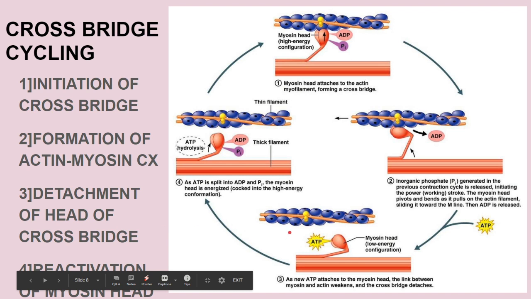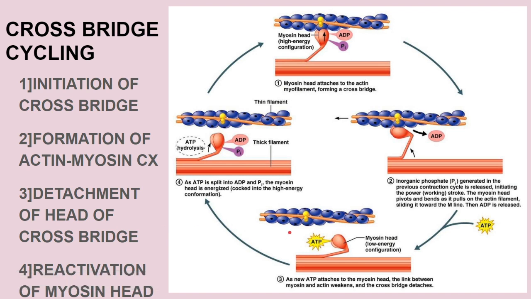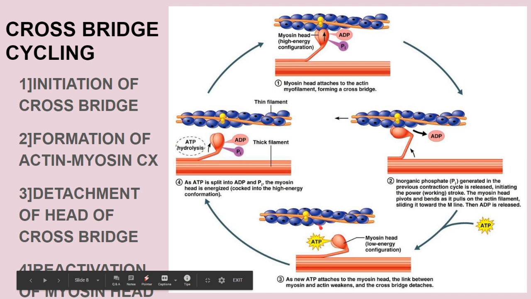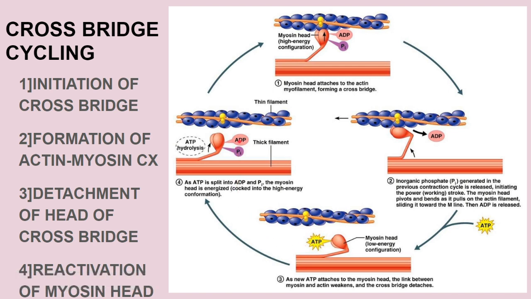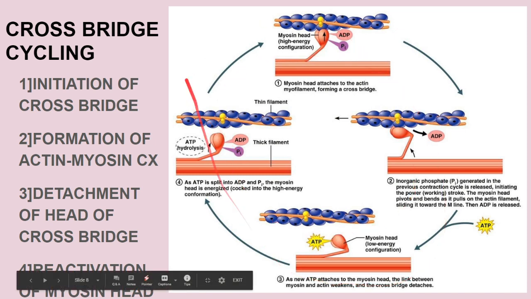Now next is the reactivation of the myosin head. The ATP that came will again do the cleavage, and then the same whole process happens again, and cycling occurs in this process, known as the cross bridge cycle.